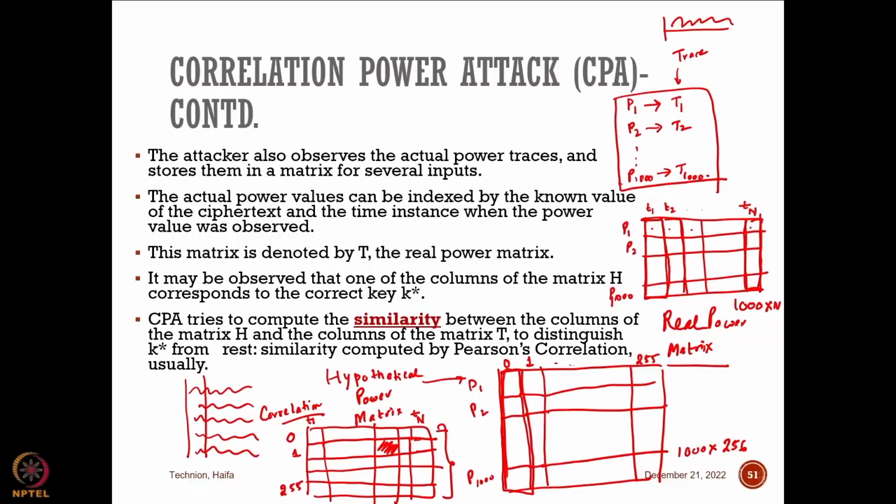That's the idea. Okay. So let me again restate what I said. I calculate the real power matrix, I calculate the hypothetical power matrix, and I calculate this correlation matrix with the hope that the correct key will correlate quite distinctly compared to the others. So this is what I do. This is more elaboration of what I said.